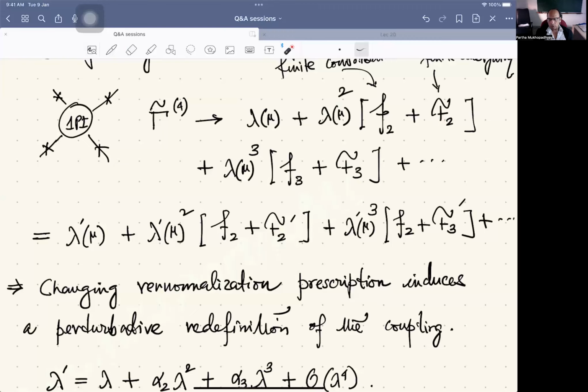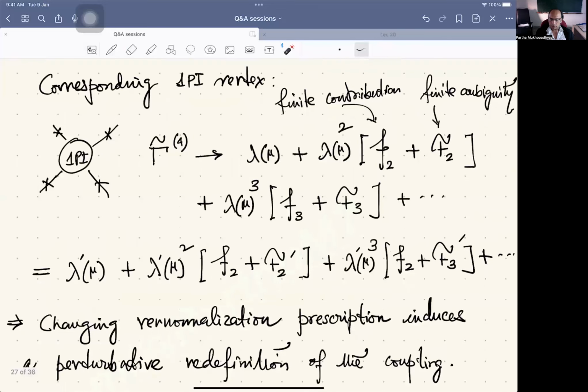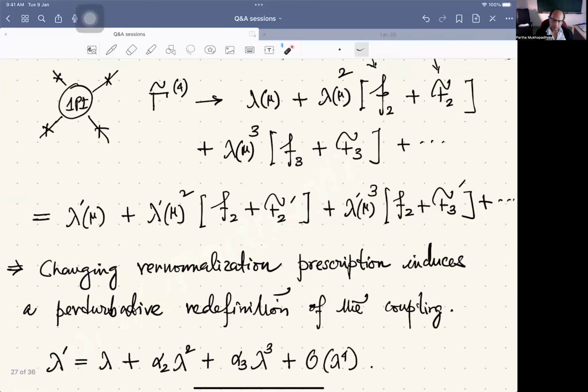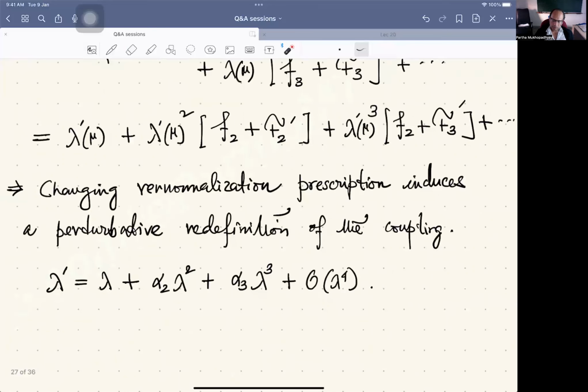So when you know the initial values for the finite ambiguity and the changed values of the finite ambiguities, you can easily calculate this by equating the contributions order by order.